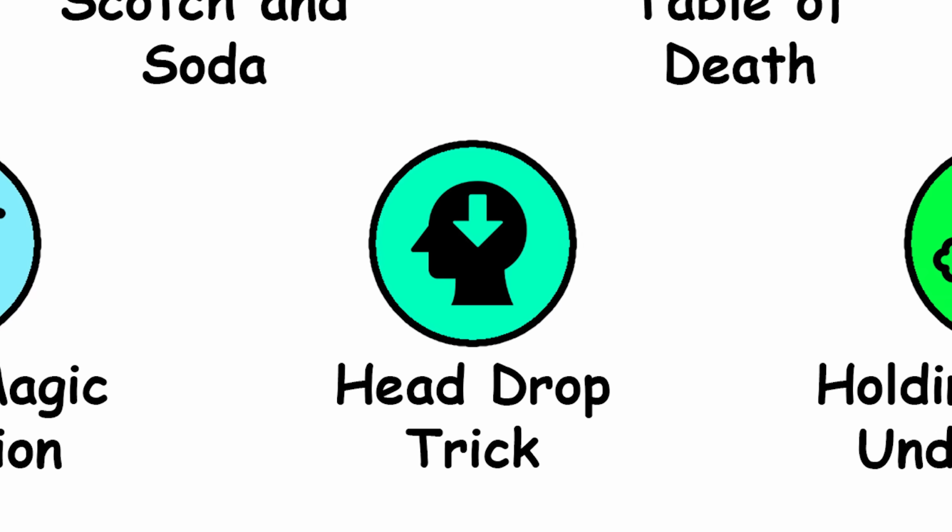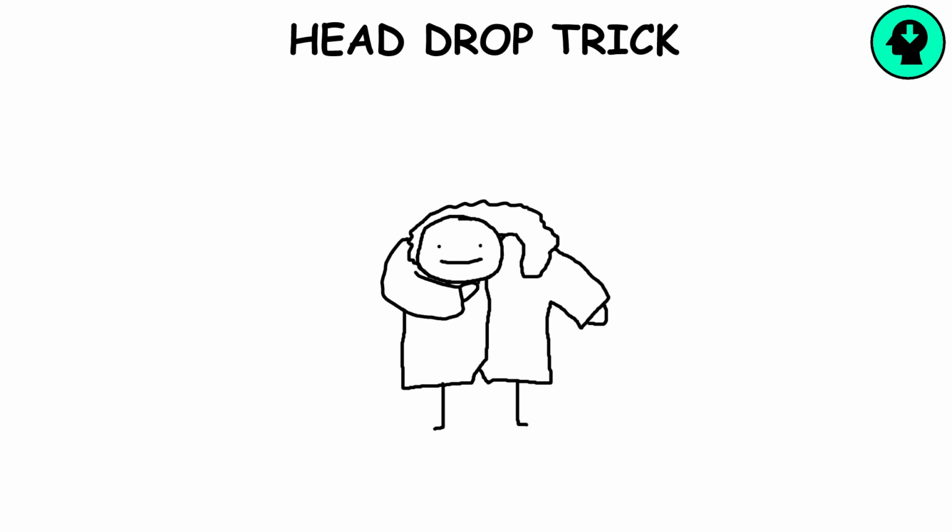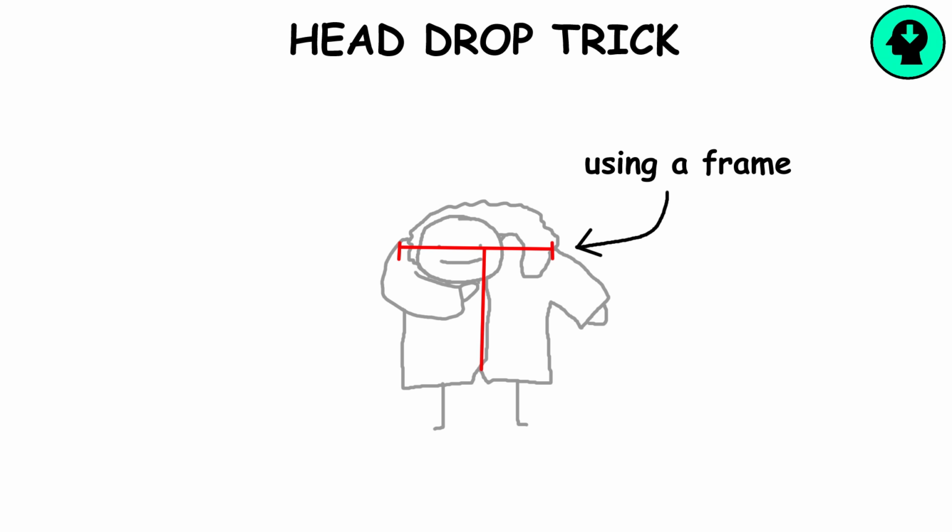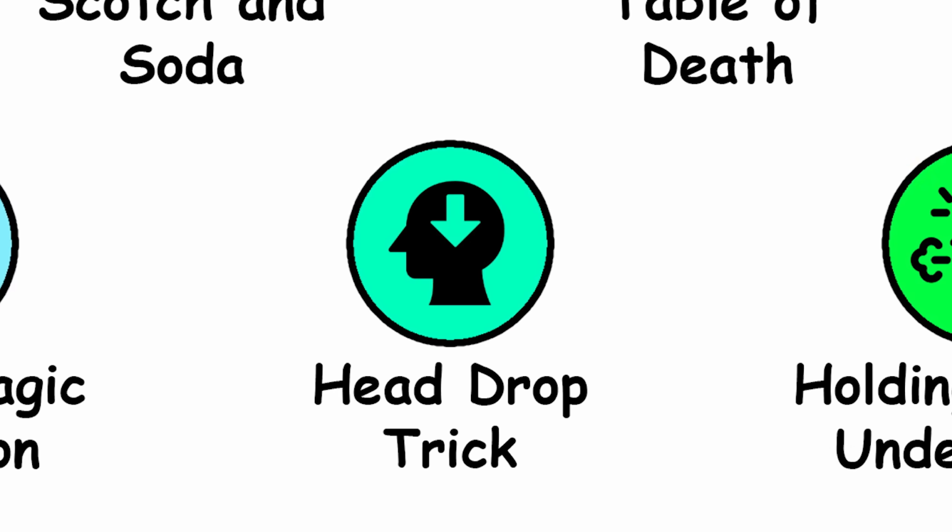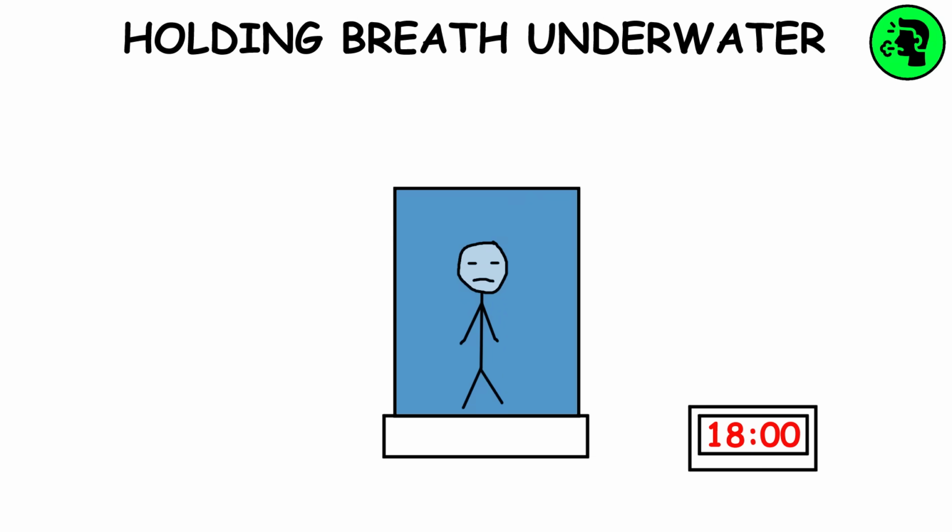Head drop trick. The magician drops his head way further than he normally could. This is done by keeping the large coat still using a frame, making it appear as he only moves his head.